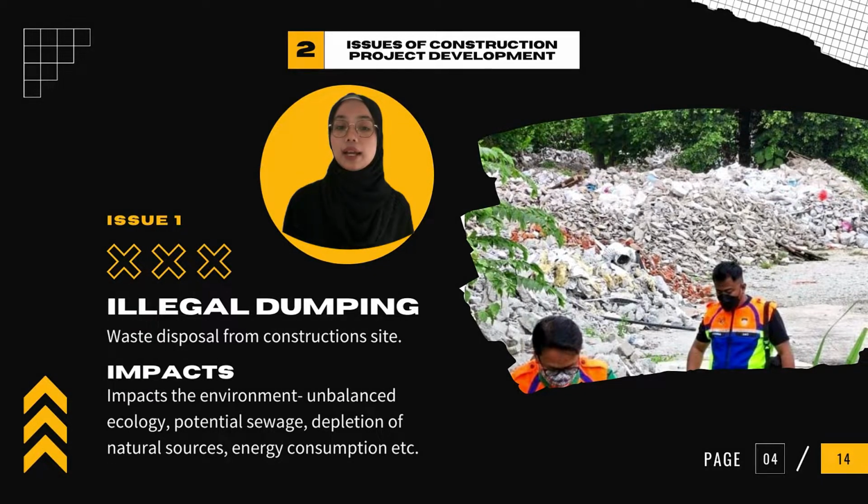On this slide, I will highlight the problems that occur in construction resulting in pollution. One of the issues is illegal dumping due to waste disposal from construction. It is the deposition of waste onto the land, which is against the law. Due to that, there will be negative impacts on the environment such as unbalanced ecology, energy consumption, and waste generation. It will also lead to ecology corruption and danger to general well-being. The figure in the slide shows one of the illegal construction waste dumping sites in Malaysia.